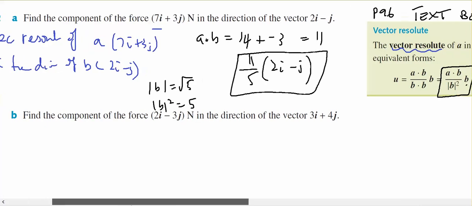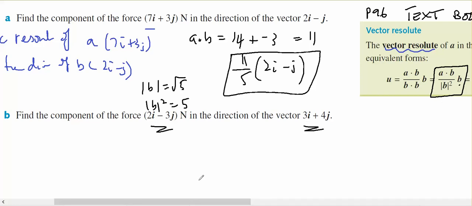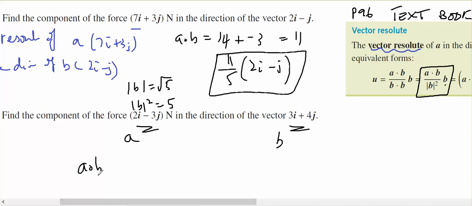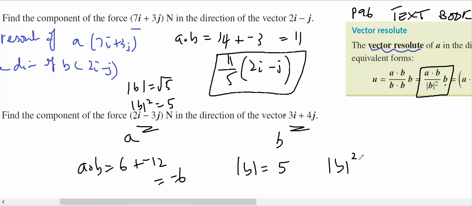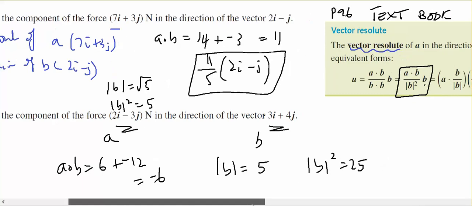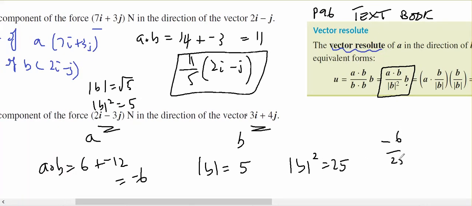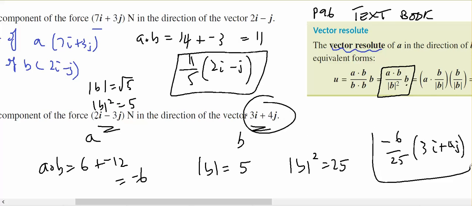And looking at the second one, find the component of this force in the direction of that vector. I'll do the same thing. I'm going to call that A. I'm going to call that B. So A dot B will equal 2 times 3, which is 6, plus minus 3 times 4 is minus 12, so negative 6. The magnitude of B will be 5, because 3 squared is 9 plus 4 squared is 16, is 25, square root. The magnitude of B squared is going to be 25. So I'm going to have an answer which will be negative 6 on 25 times 3i plus 4j, which will be the vector resolute of this force in the direction of that vector.